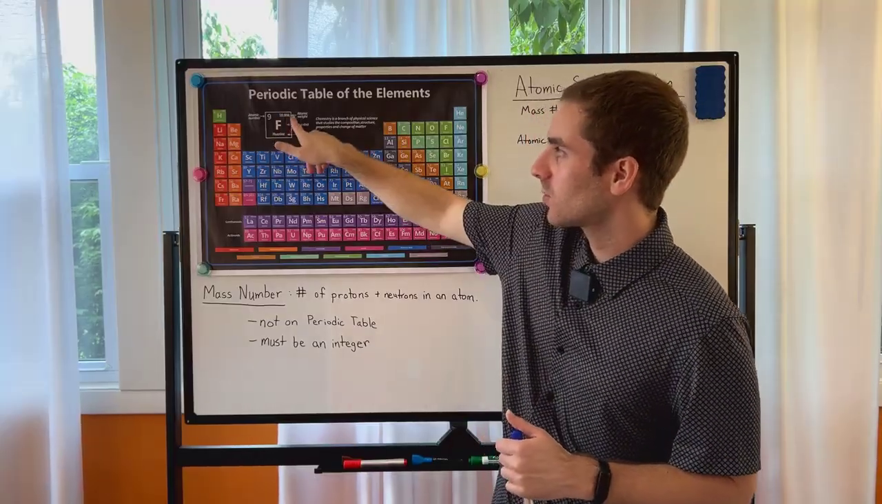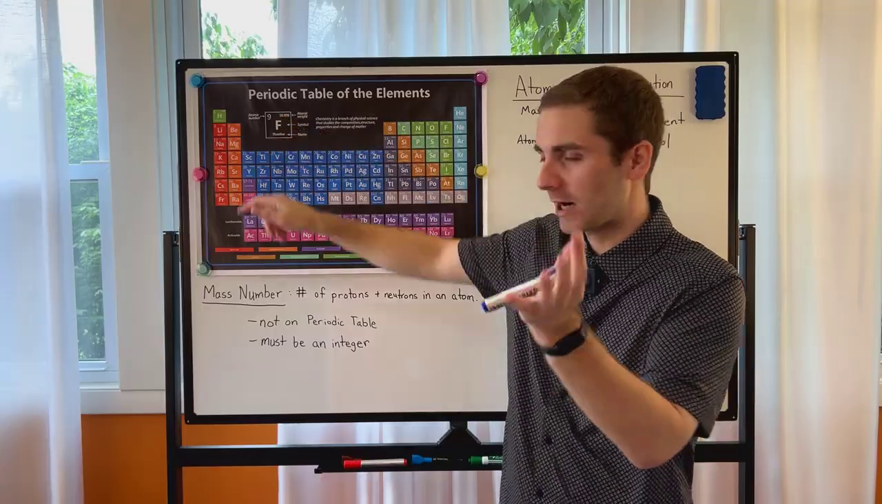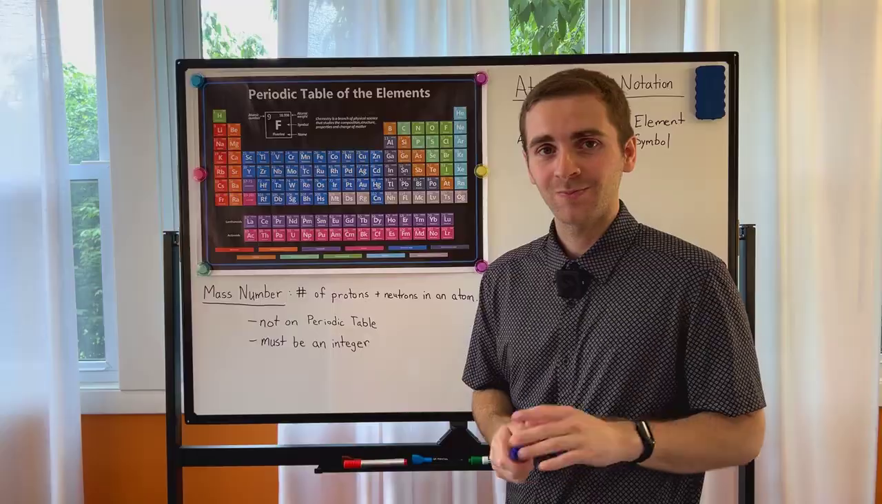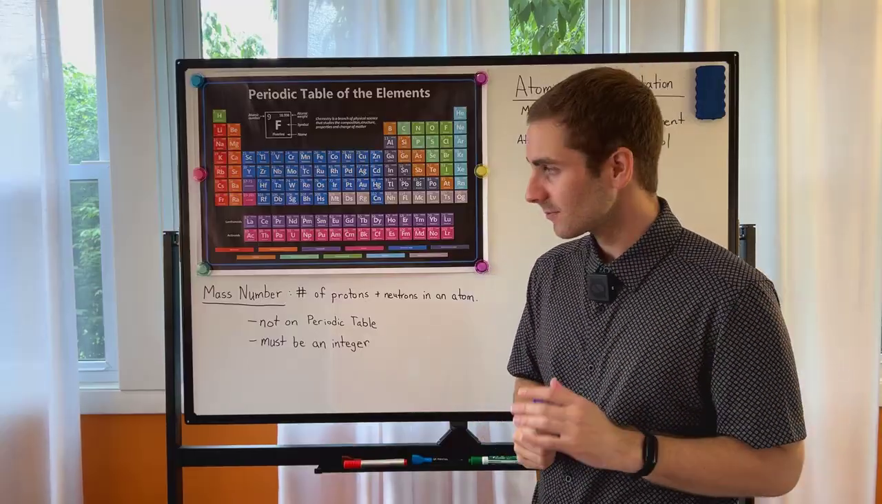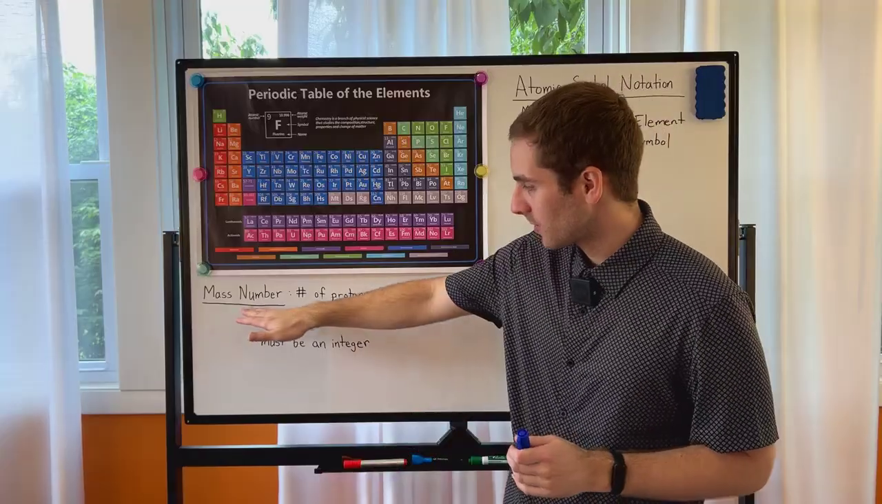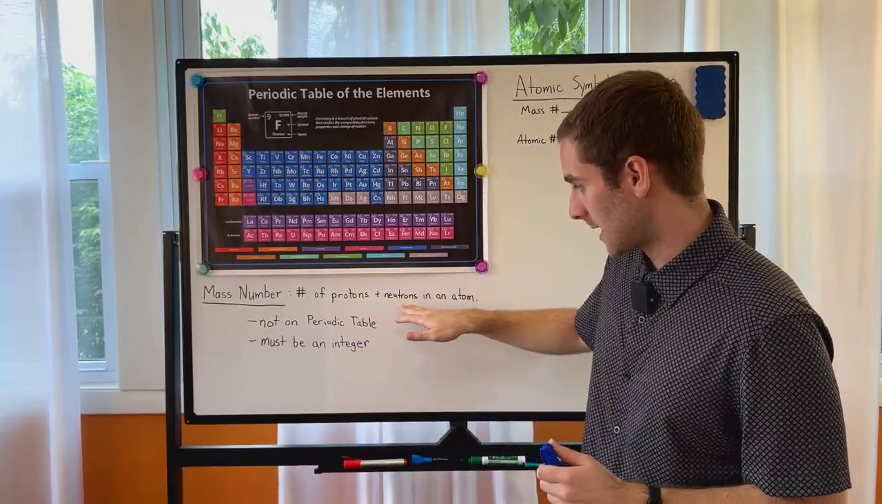Now that other number, the atomic mass or atomic weight or average atomic mass, is closely related to the mass number, but it's not the same thing. Mass number is not on the periodic table. So mass number is the number of protons plus neutrons in an atom.